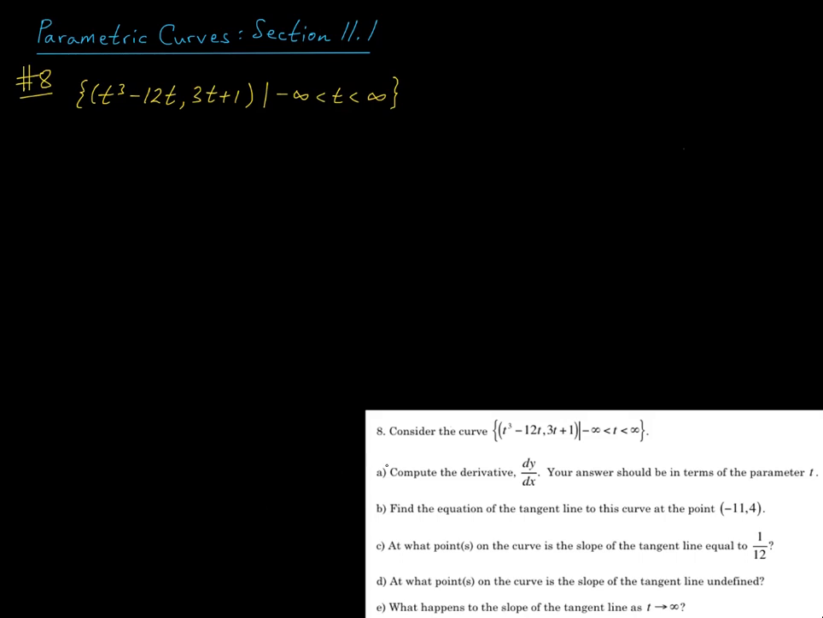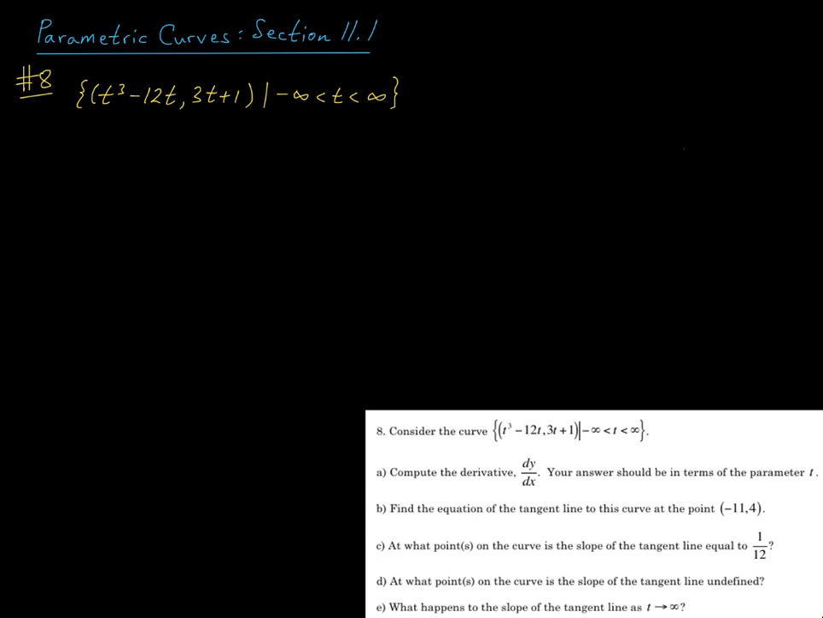Okay, question 8 says, consider the curve given in parametric form where x is equal to t cubed minus 12t and y is equal to 3t plus 1, and t varies from negative infinity to infinity. And part A says to compute the derivative dy/dx. Your answer should be in terms of the parameter t.